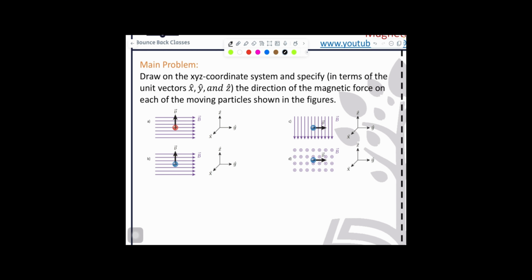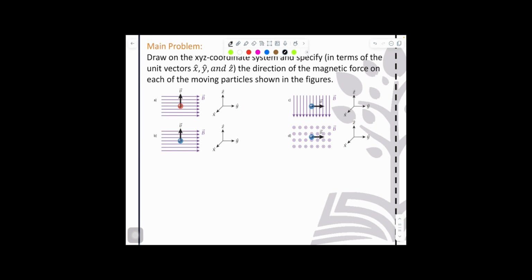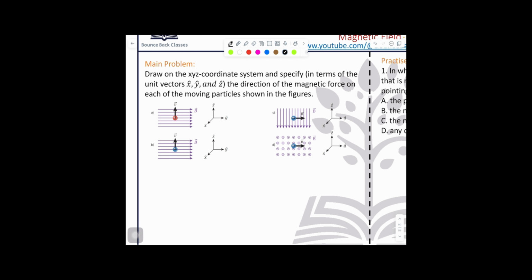Okay, there's question number 1 for you. I told you, you need to remember only 2 things. One is the formula. Second, how to solve it. Draw on XYZ coordinate system and specify in terms of unit vectors x cap, y cap and z cap the direction of the magnetic force. Okay. First thing, what is the formula? F equals Q V cross B. Here your force is also a vector. You have the 3 vectors i, j and k. We need to find the different things as per the question.